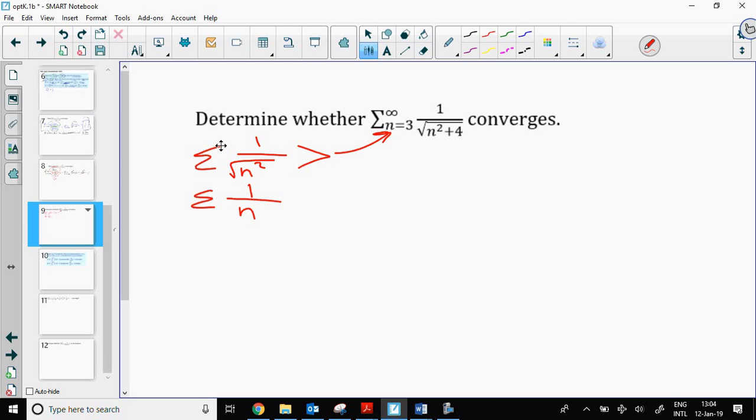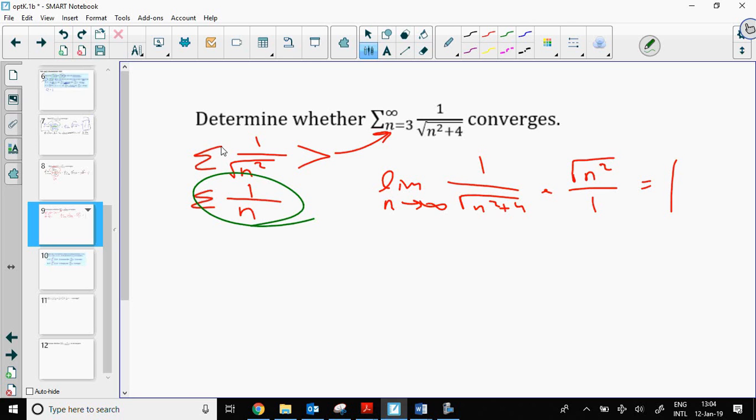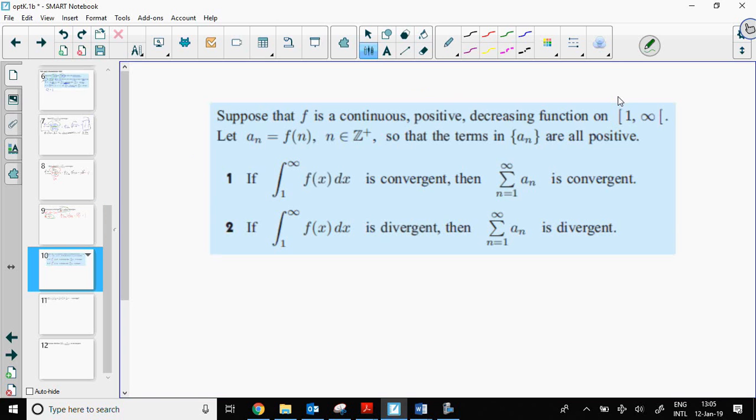So instead, we try the limit comparison test. This is going to be the limit as n approaches infinity of 1 over square root of n squared plus 4 multiplied by square root of n squared over 1. My limit here is going to be, as always, 1. So they either both converge or they both diverge. That one diverges as it's a p-series. Therefore, this one diverges by limit comparison. Ta-da! Final test for this video is the integral test.